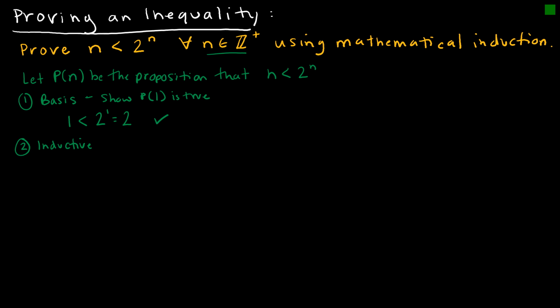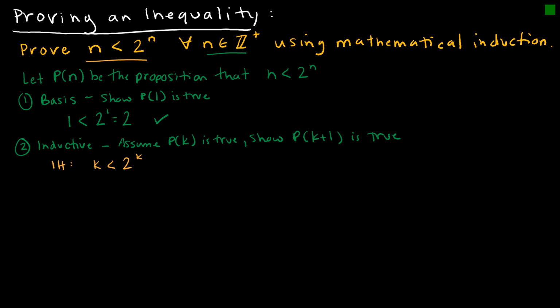And the inductive step says assume p of k is true, and then show p of k plus 1 is true. So I'm going to do my inductive hypothesis, which is essentially me writing that k is less than 2 to the k, because I always just take whatever I'm proving and use k. And so that is what I'm going to assume is true.